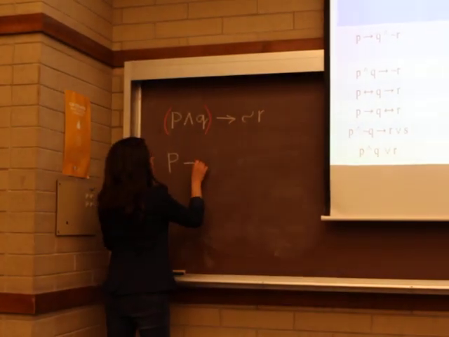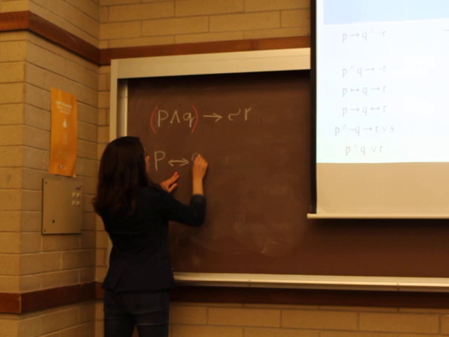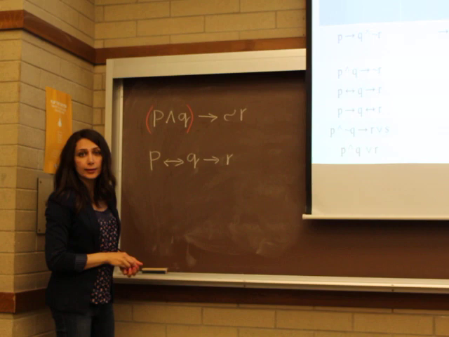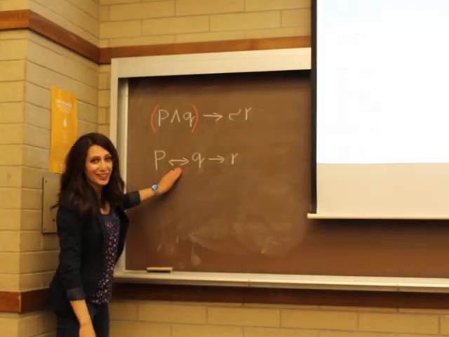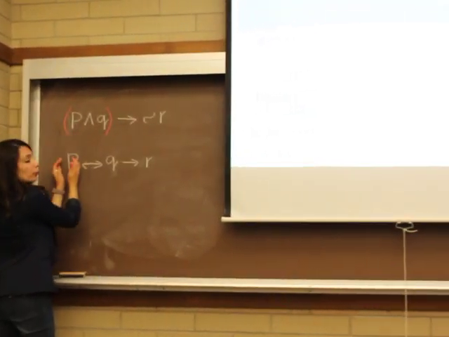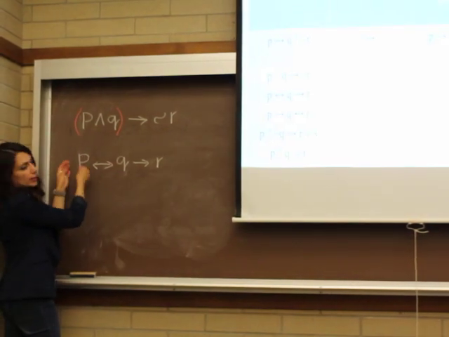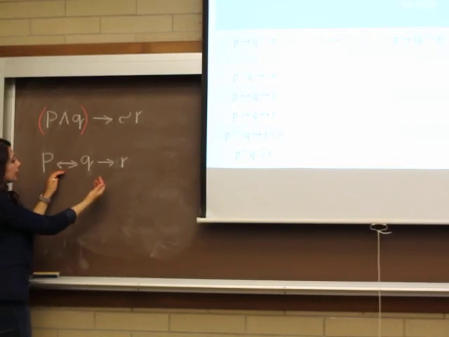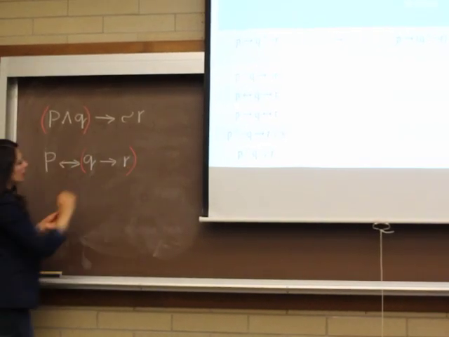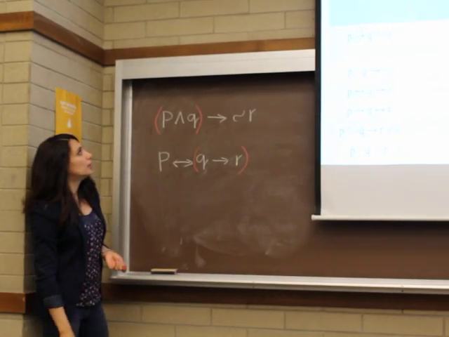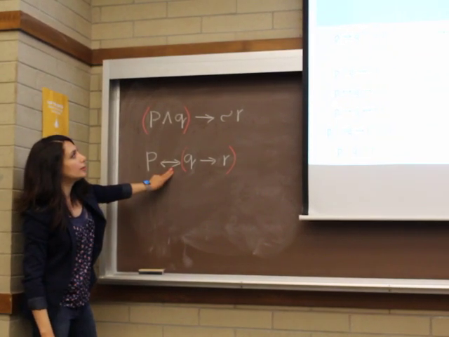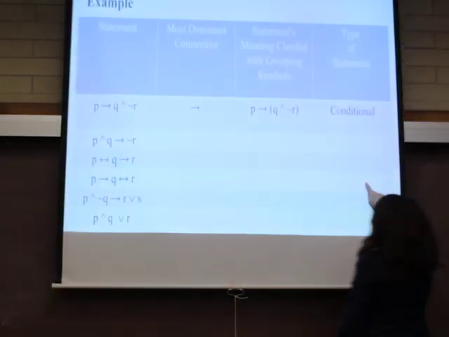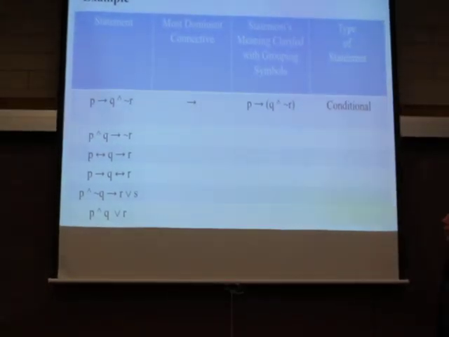I have P, I have if and only if, biconditional. I have Q, I have conditional, and I have R. Which one is the most dominant connective? That's the biconditional. So whatever I have before the most dominant is one group, and it's just one statement, so I don't need to put parentheses. Whatever I have after the most dominant connective is another group. So the most dominant is biconditional, and these statements are grouped together. So the type of the statement is biconditional, the most dominant one.